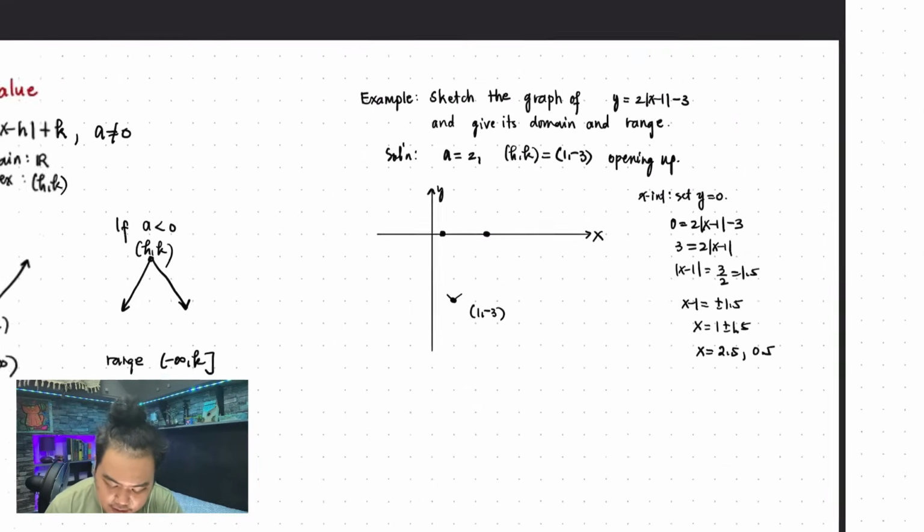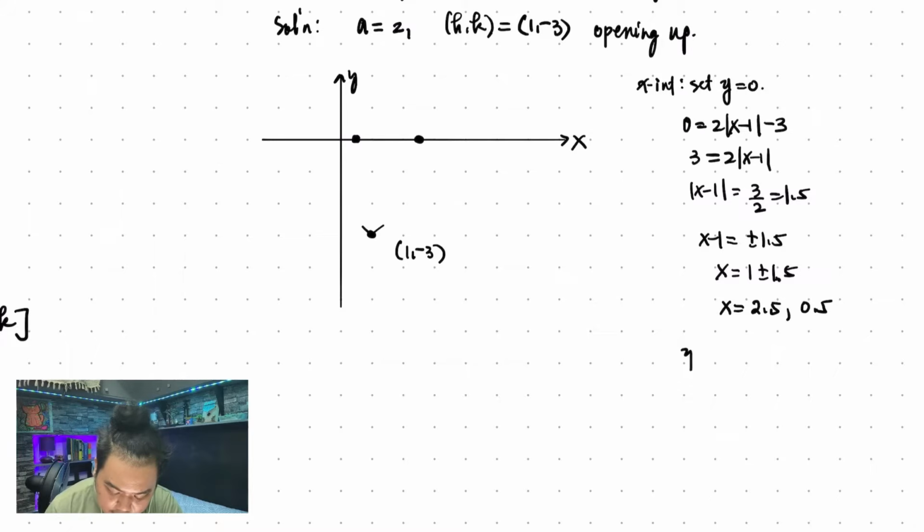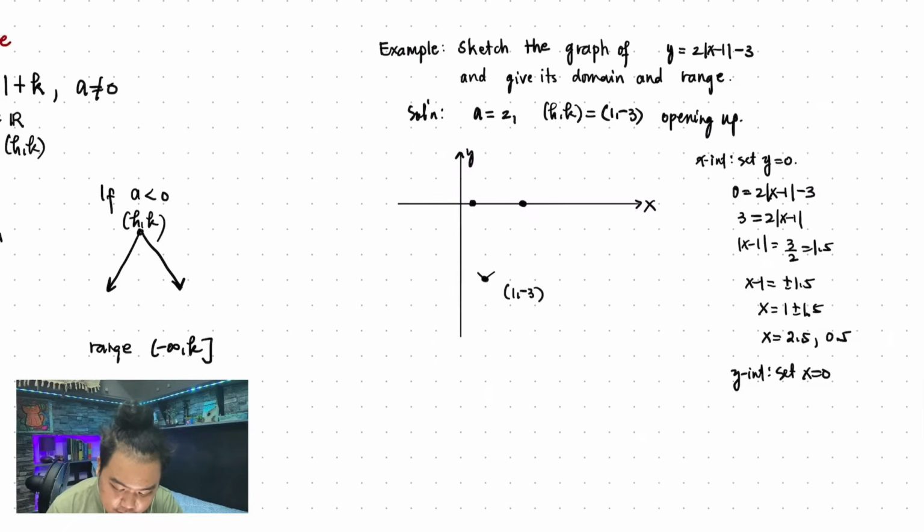And the y-intercept, how do we compute for the y-intercept? Set x to 0. Anong lalabas? When x is 0, magiging 1 ito. 2 minus 3. Ano ba 2 minus 3? Negative 1. So, ang y mo ay negative 1.